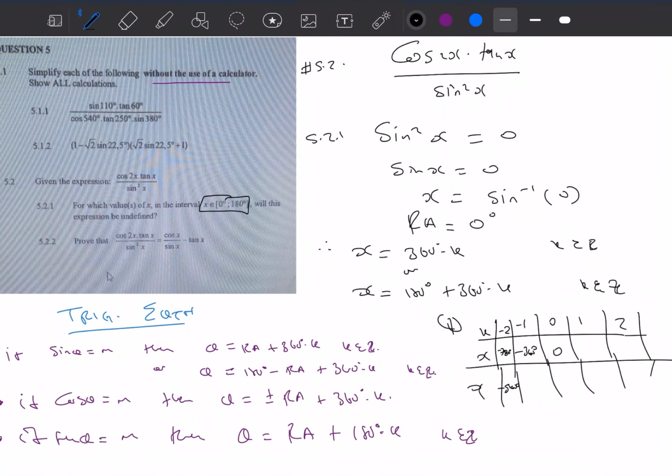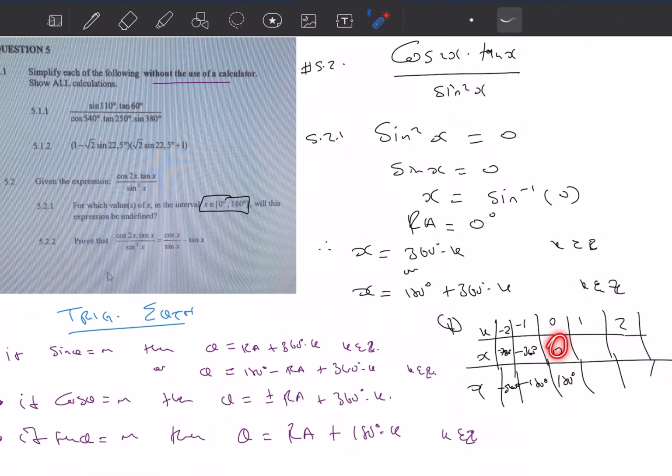Now let's take negative 1, negative 180. Is negative 180 between 0 and 180? No, it's negative 180, so it's not. Alright, going somewhere. Now if we put 0, it's going to be 180. Is 180 between 0 and 180? Yes, so we're taking this. Oh, nice. Now let's put 1. Is 540 between? No. Let's put 2. Is 900 between? No, it's not.